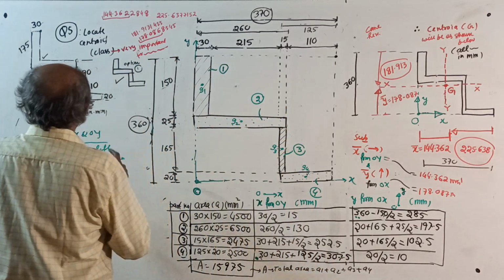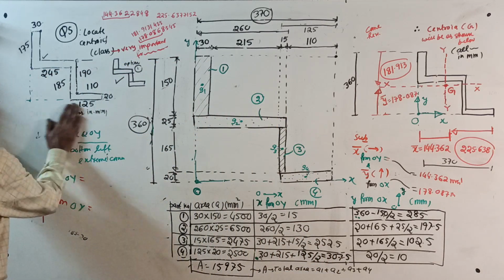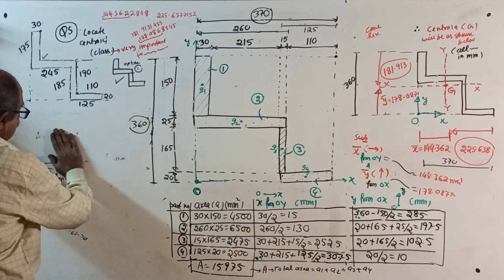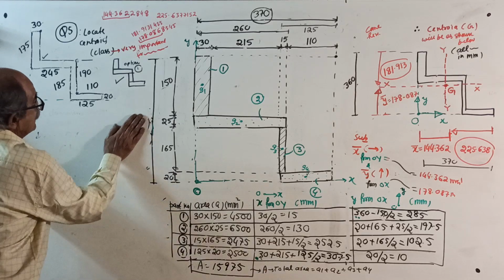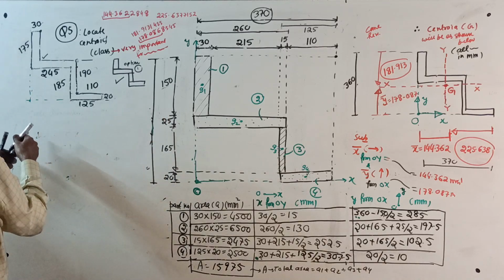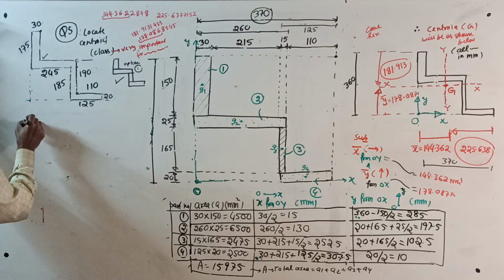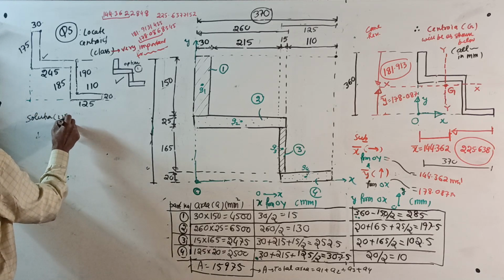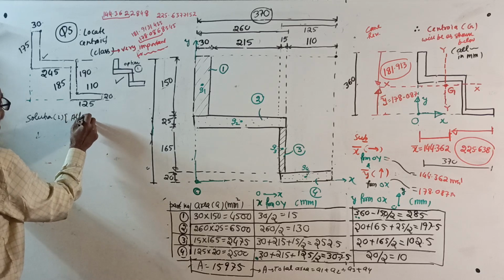Now I will do one thing. I will go for an alternate solution, only for understanding purposes. Right here, 360, that's gone. I will put one more sketch now. Now go for the alternate solution, right here. Solution 2, or you can call it the alternate solution.